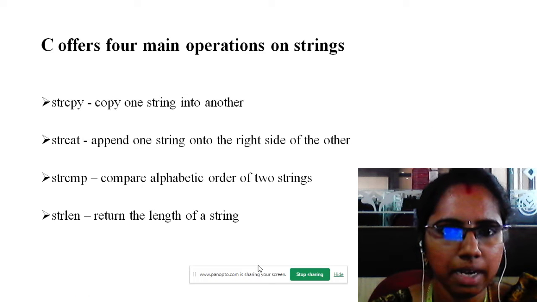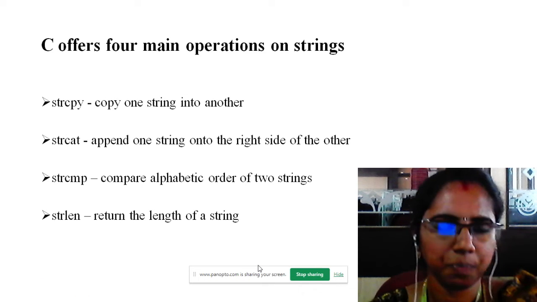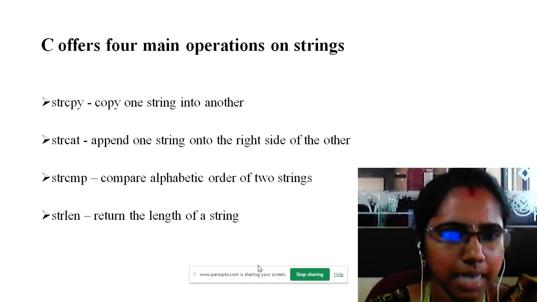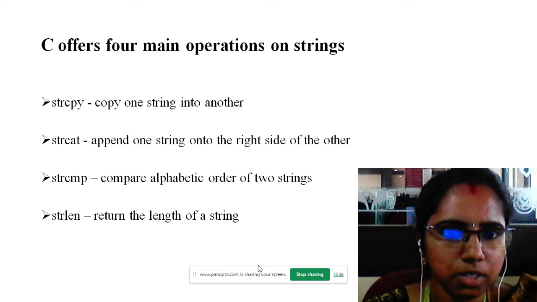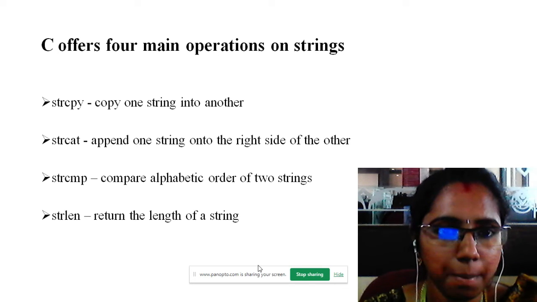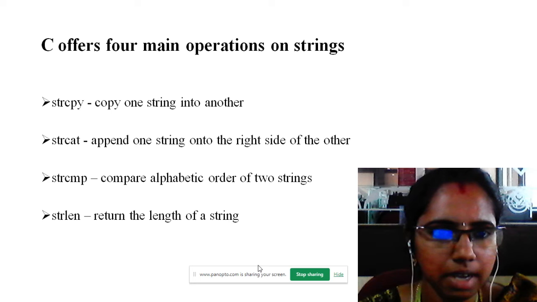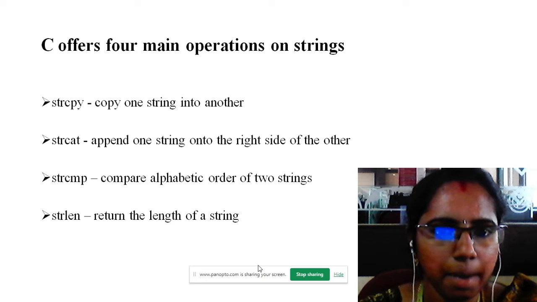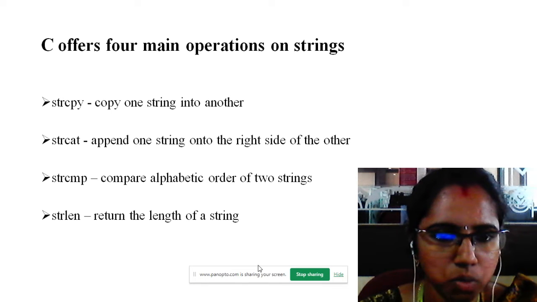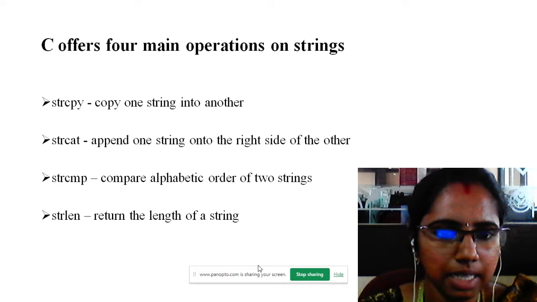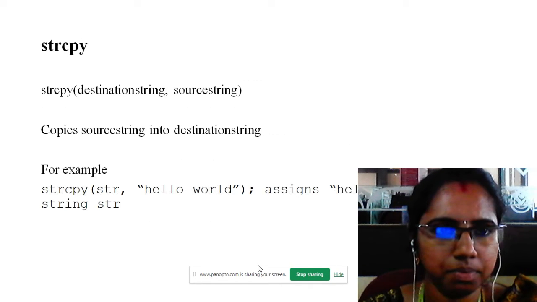There are four main operations on strings. First is string copy, then string concatenation, string comparison, and string length. String copy is used to copy one string to another. String concatenation appends one string onto the right side of the other. Comparison compares the alphabetic order of two strings. String length returns the length of a string.